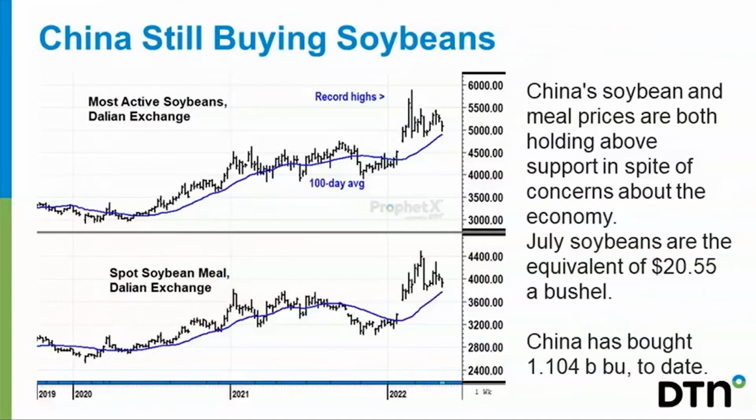China, as we look at prices on the Dalian exchange, both for soybeans, which is the upper chart, and for soybean meal, we see two markets that are still in uptrends, broke new highs earlier this year and have been kind of chopping but holding support in spite of all the COVID concerns that we hear about in the headlines. July soybeans as of this morning trading at the equivalent of $20.55 a bushel. And up until this week's report, China had been a very active buyer of U.S. soybeans. So far, China has bought 1.1 billion bushels of U.S. soybeans to date, and we still have almost 4 months left in the season.